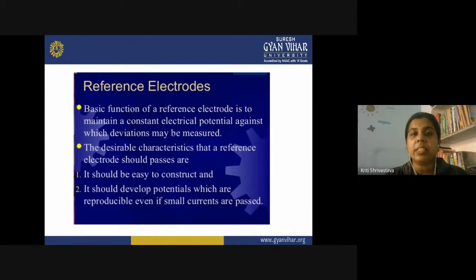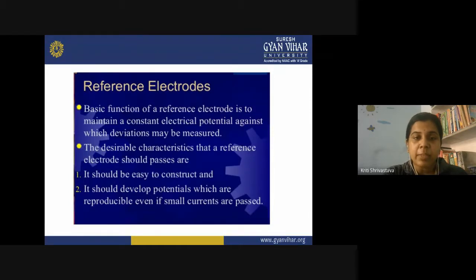Now let us discuss these electrodes one by one. First of all, we will discuss the reference electrode. What is a reference electrode? The basic function of a reference electrode is to maintain a constant electrical potential against which the deviations may be measured. So the only function of a reference electrode is to provide a reference for performing the experiment. Whenever there is a change of potential on your working electrode, you measure it with reference to the potential of your reference electrode, because it is not changing its potential.